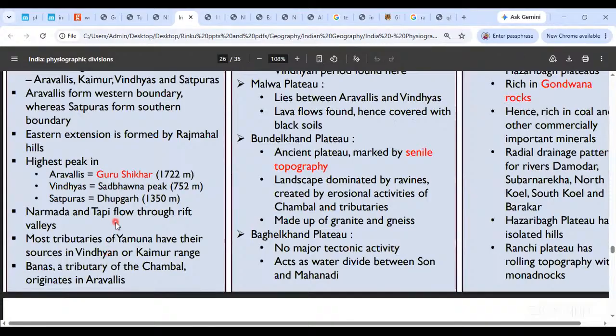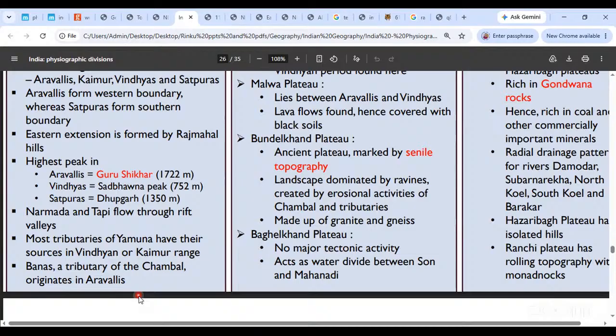In contrast to all the rivers of the Deccan Plateau, they flow in an east to west direction. And यमुना के जितने भी tributaries है, most tributaries जो है उनके sources you will either find in the Vindhyan or the Kaimur range, and Banas जो है, which is a tributary of the Chambal, that originates in the Aravallis. Okay, you will cover this more extensively when we do India drainage.